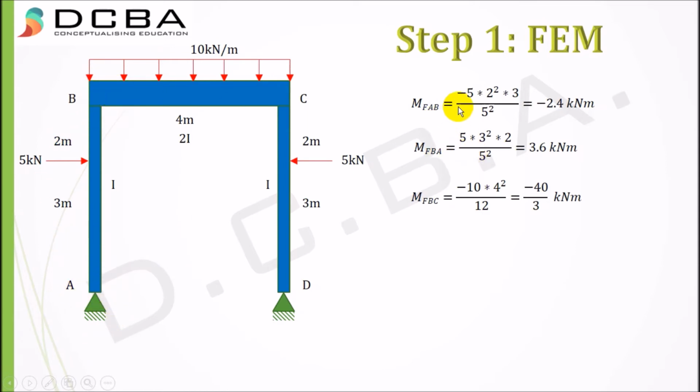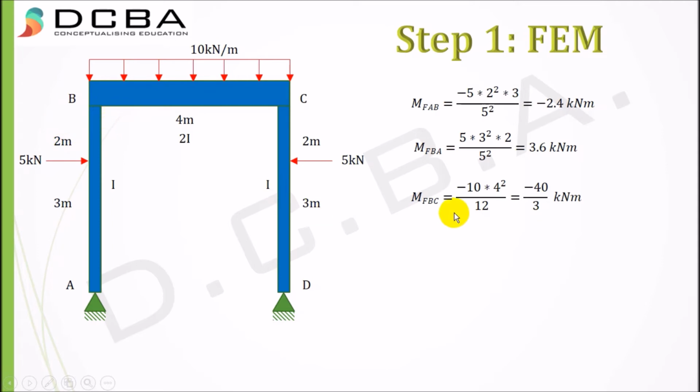So MFAB is minus 5 into 2 square into 3 by 5 square. This is for a point load, and the fixed end moment is given as WB square A by L square. And since it is having an anti-clockwise nature, therefore we give it a negative sign. So it is minus 2.4 kilonewton meter. MFBA is 5 into 3 square into 2 by 5 square. Again the same formula here, that is W A square B by L square, and it is positive because it is a clockwise fixed end moment.